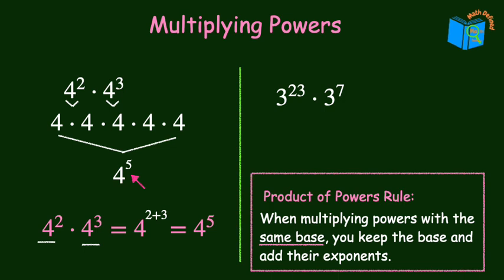This rule will make simplifying 3 to the 23rd times 3 to the 7th much easier. Since the bases are the same, we will bring over the 3, then add their exponents, 23 plus 7, to get 3 to the 30th power.